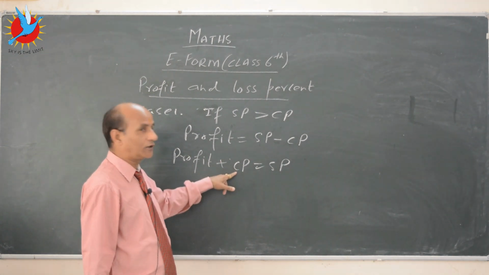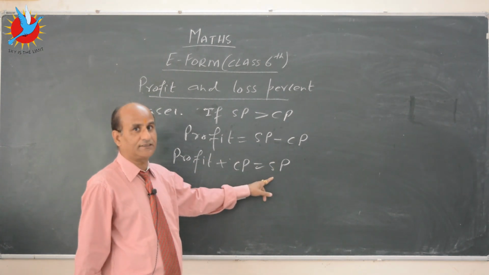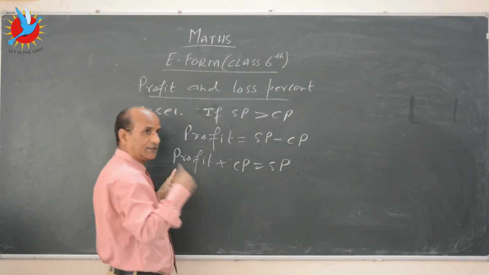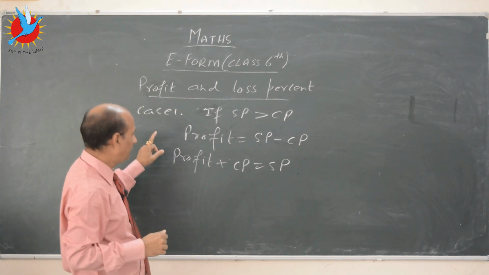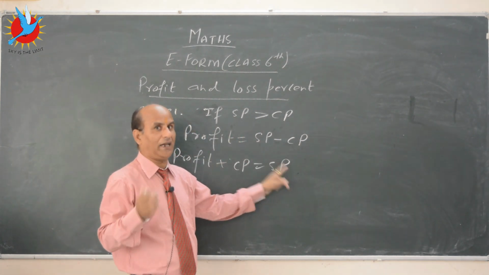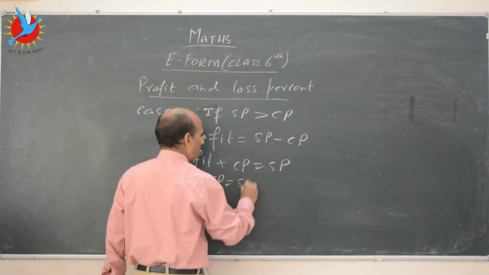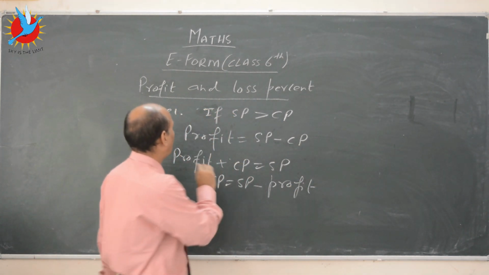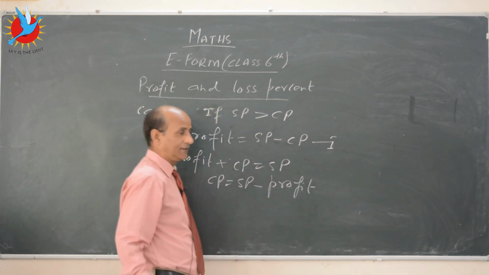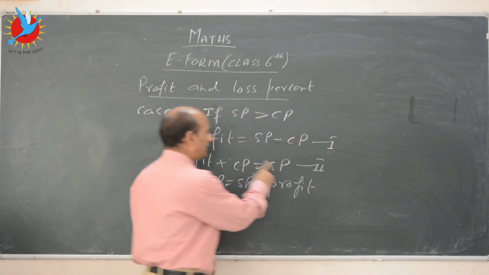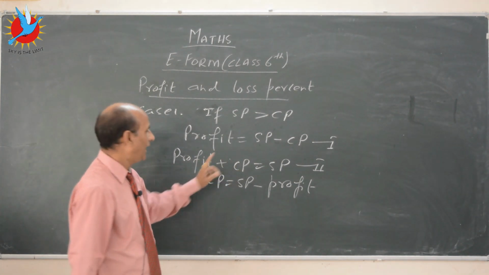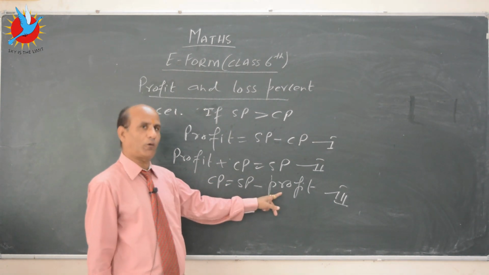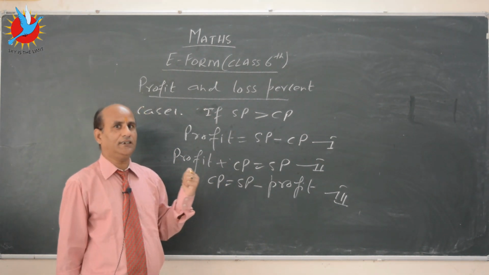Now if we want to find the cost price when profit and selling price are given, then shift this profit to the right hand side. Again the same process. Here it is plus, and when it comes to the right hand side, it becomes minus. So CP is equal to SP minus profit. So you have three formulas in this case. First, how to find the profit. Second, how to find the selling price when profit and cost price are given. And the third one is how to find cost price when selling price and profit are given. This I have told you in the previous class.